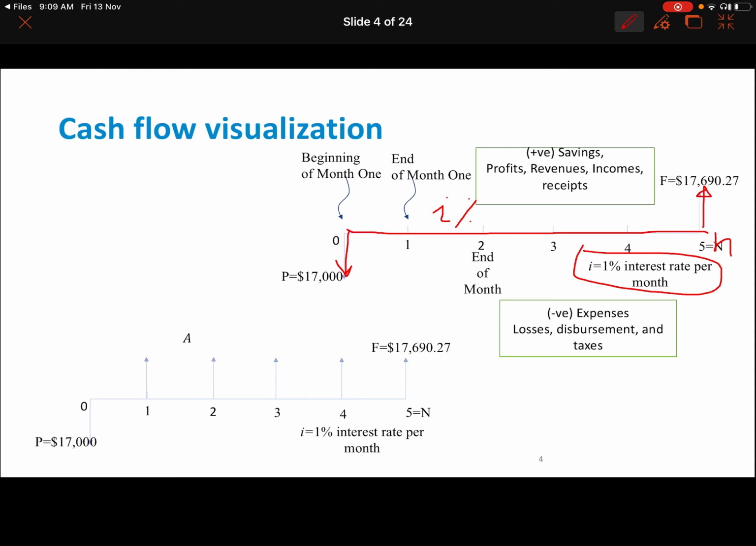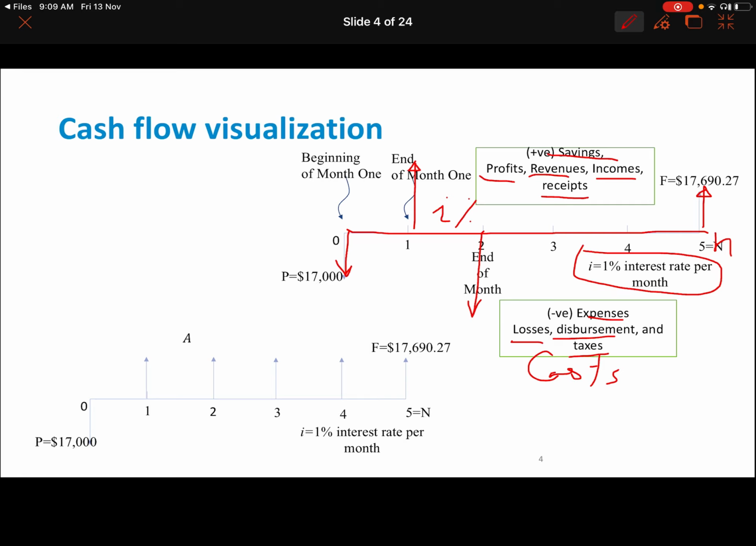If I draw the arrow up, it means these values are savings, profits, revenues, incomes, or receipts. If I draw the arrow down, it means that I pay expenses, I lose some money: disbursements, taxes, or any type of costs.